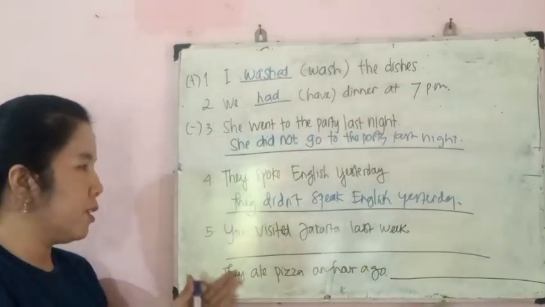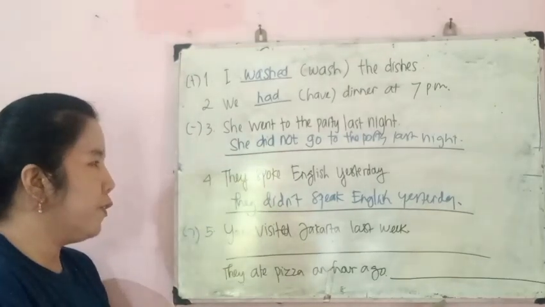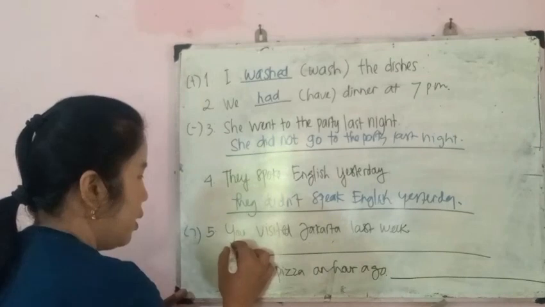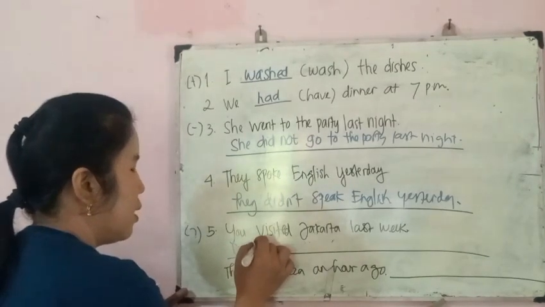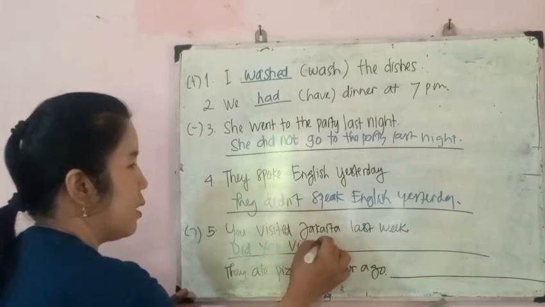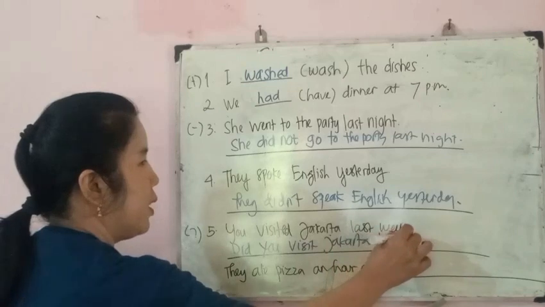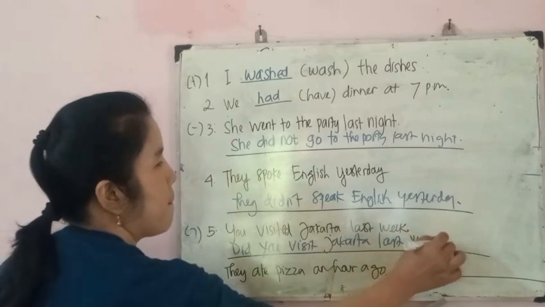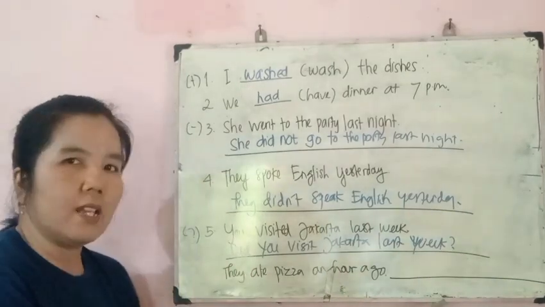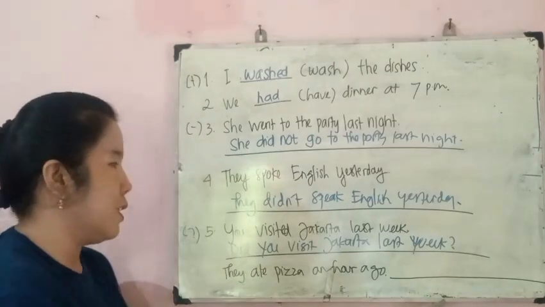Okay, now make it into an interrogative sentence, or question. You visited Jakarta last week. Okay, first we put did. Did you, return to verb 1, visit Jakarta last week? The answer may be yes, maybe no. Yes, I did, if the answer is yes. If no, no, I didn't.